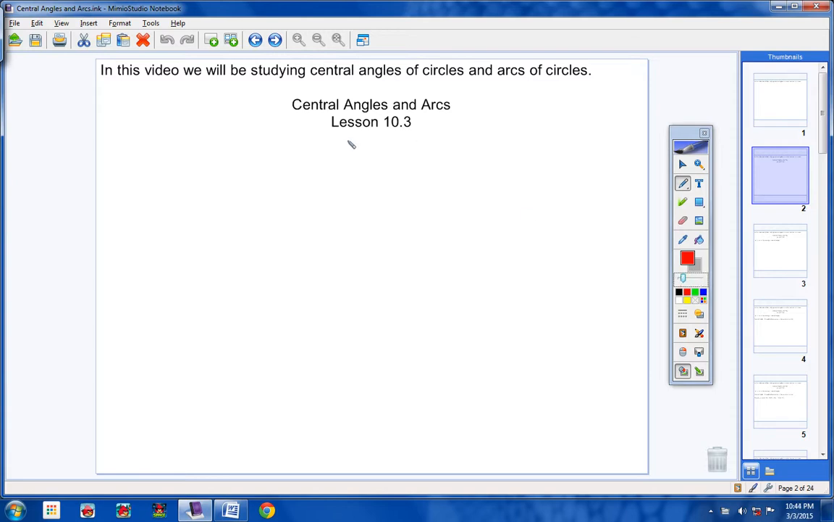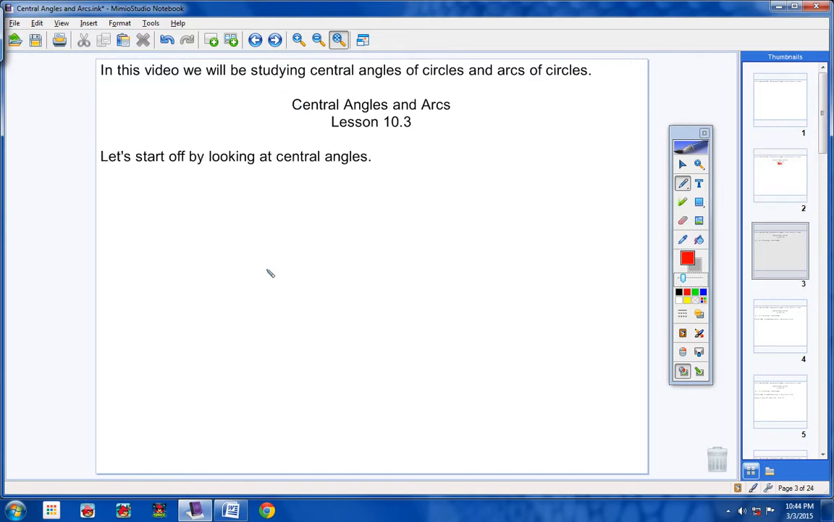And as always, to make sure that your notes are organized, please include today's date, okay? Please include today's date. Central angles and arcs, lesson 10.3, and be sure and include today's date.